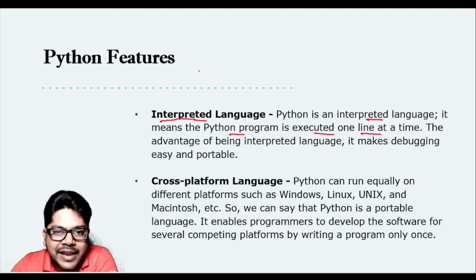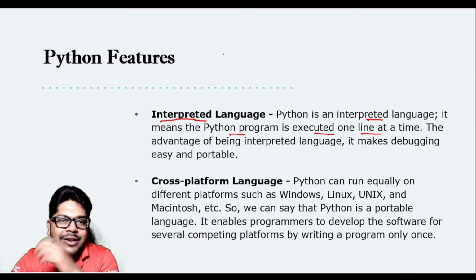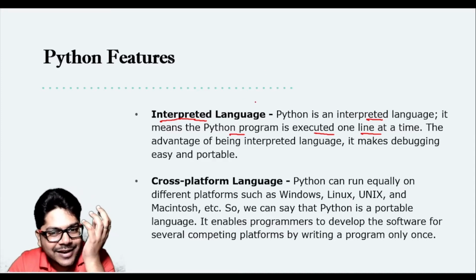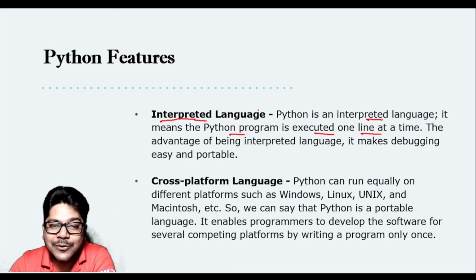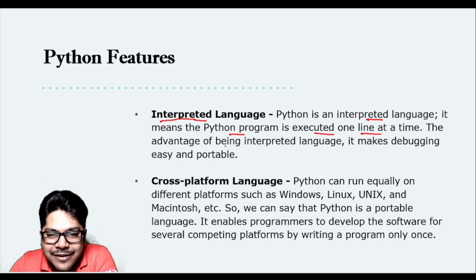Now you will be thinking that in the last video you said, sir, interpreter is something which is slow, compiler is fast, then how is Python fast? You must be having that question. In case you didn't have that question, then you must have it. The advantage of being an interpreted language is that it makes debugging easy and portable. But how is it faster? You will get the answer to that. Don't worry, just stay with us.